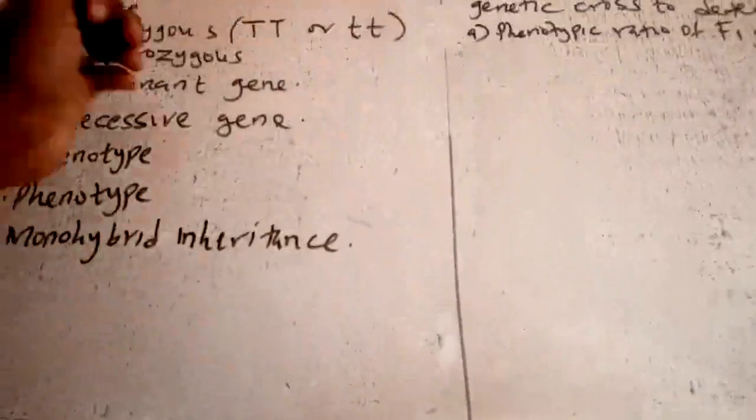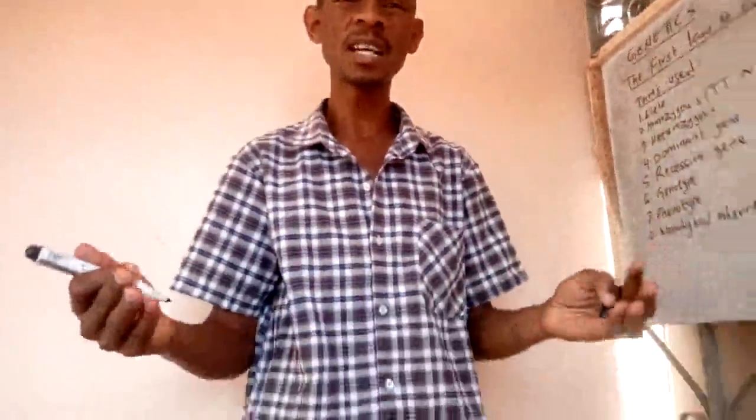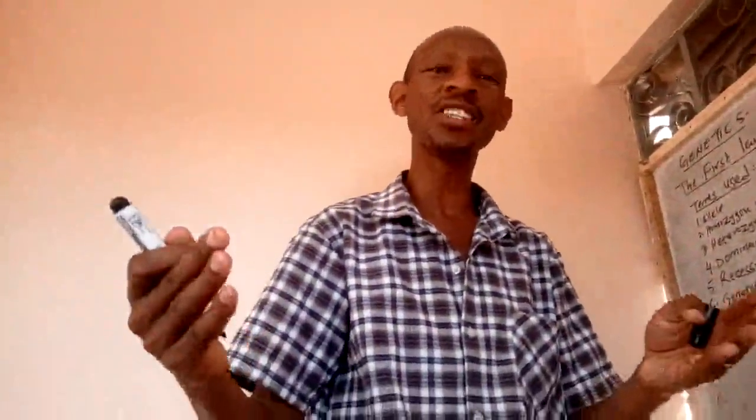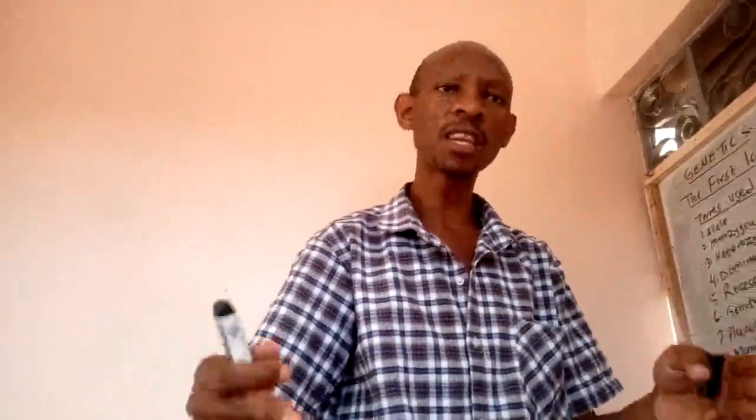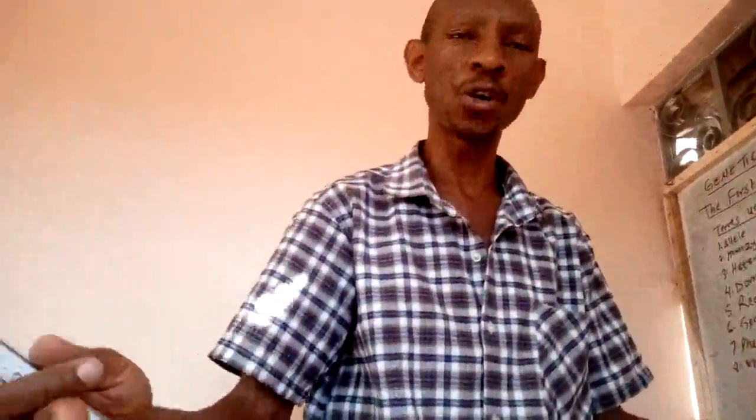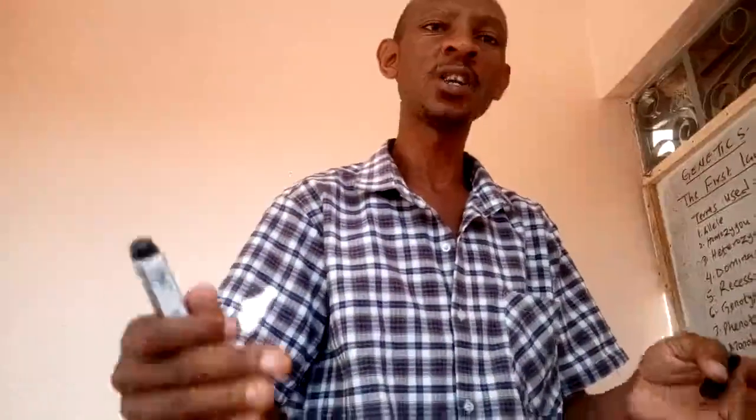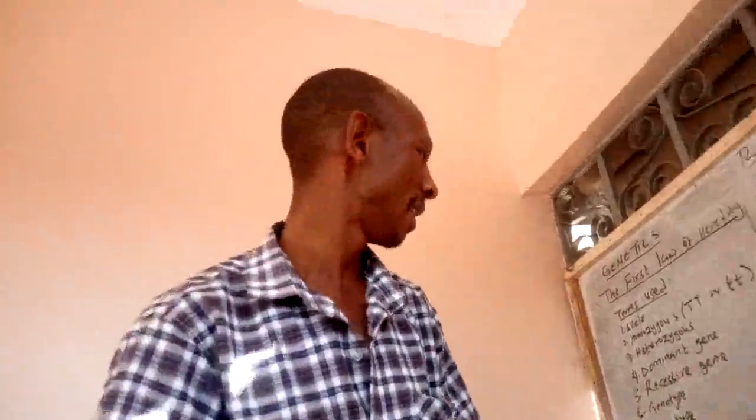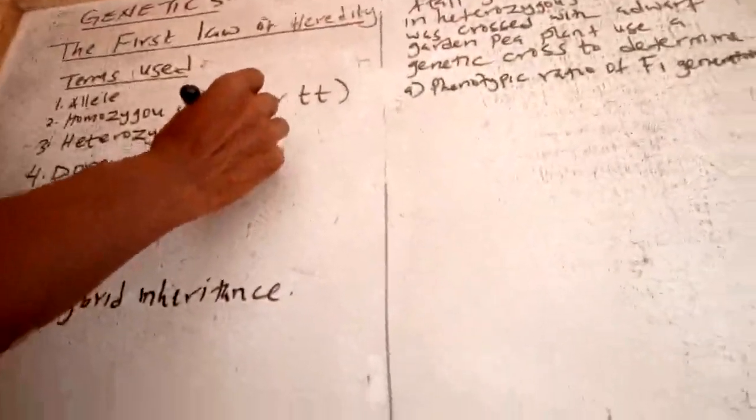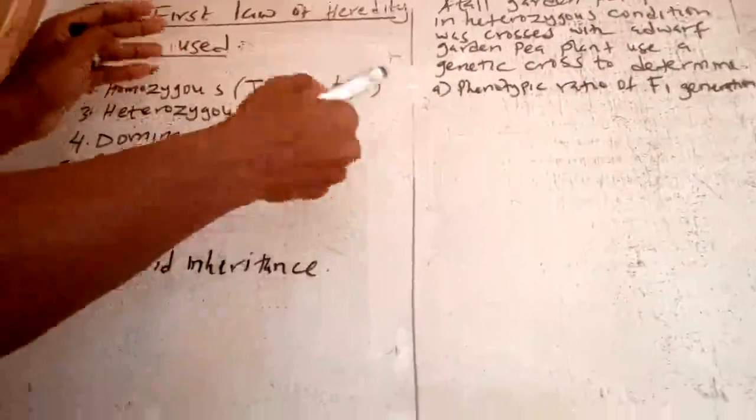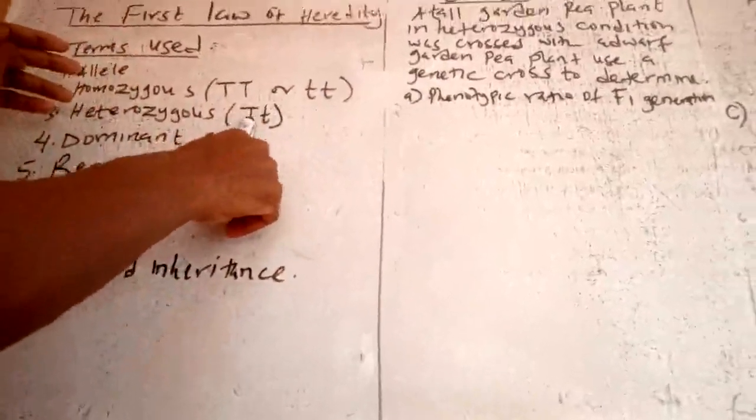What about the heterozygous? On the other hand, heterozygous is the condition in which the allelic genes are not identical. And therefore, if the allelic genes are not identical, that condition is referred to as heterozygous. An example, I can come up with capital T and small t as far as the characteristic of tallness is concerned, and therefore I can represent it that way.